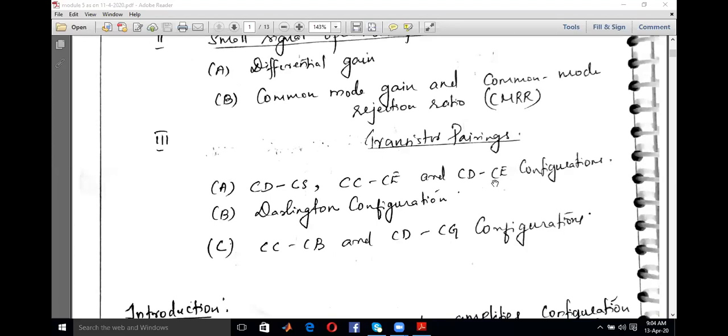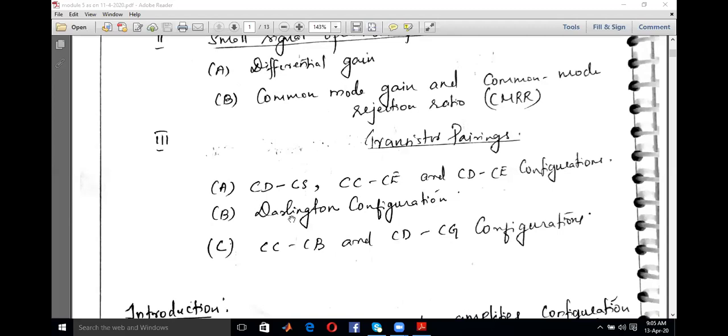Again, common drain, common emitter: this one is a MOSFET combined with a BJT, so here we combine the MOSFET as well as the ordinary BJT together. By exploiting the features of different configurations, we'll be able to reconfigure our amplifier in a better way and obtain new or better features. Similarly, we have CC-CB and CD-CG. Common collector is replaced with common drain and common base is replaced with common gate, so one is the bipolar version and the other is the MOS version.